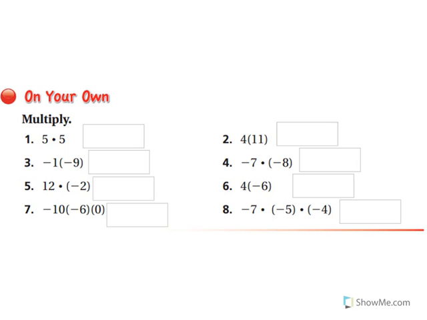All right. Let's take a look here. We have 5 times 5, both positive. We end up having a positive answer, 25. For number 2, 4 times 11, both positive, so we get 44. A negative times a negative is a positive, so 1 times 9 is 9, positive. A negative times a negative is, again, positive, so 7 times 8 is 56, positive.